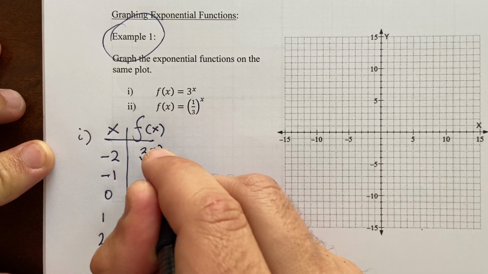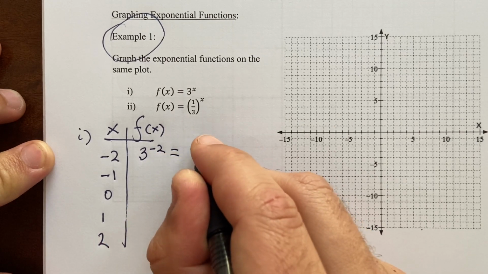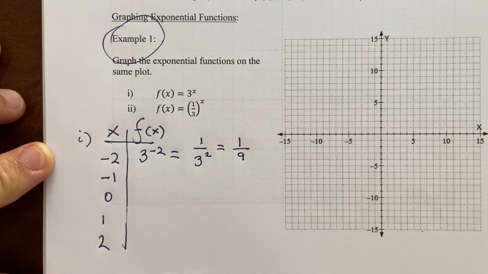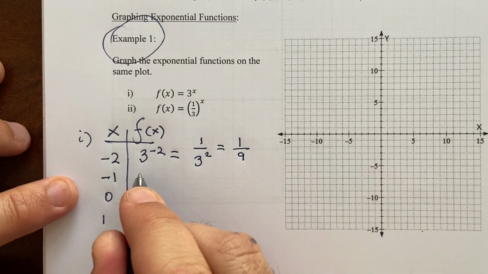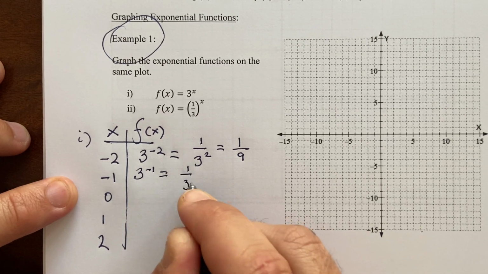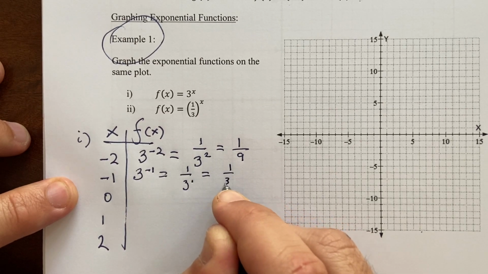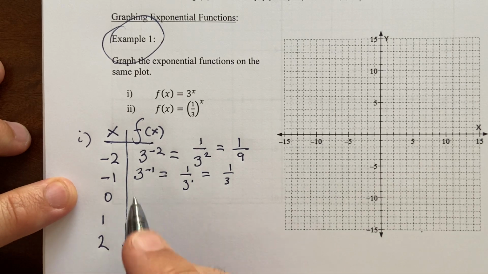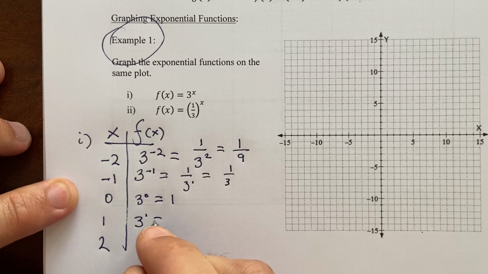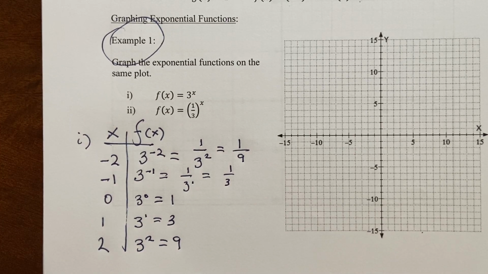So 3 to the -2, that's the same as 1/3 squared. That's the same as 1/9. 3 to the -1, that's the same as 1/3 to the first, in other words, 1/3. 3 to the 0 is 1. 3 to the first is 3. 3 squared is 9. Point plotting method.